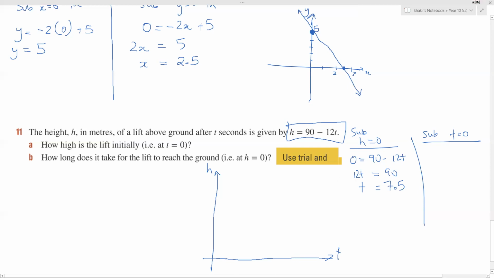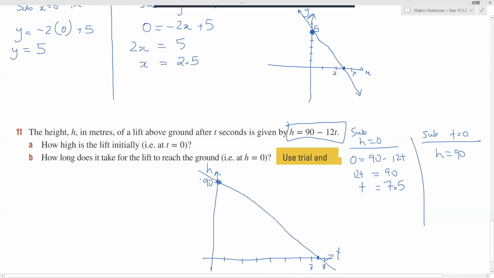So you have 1, 2, 3, 4, 5, 6, 7, 8. And that's going to be 7.5 right there. And when you sub t equals 0 in, what happens? Well, h equals 90, because when t is 0, you have h equals 90. And so let's say that's 90. And that's our graph.